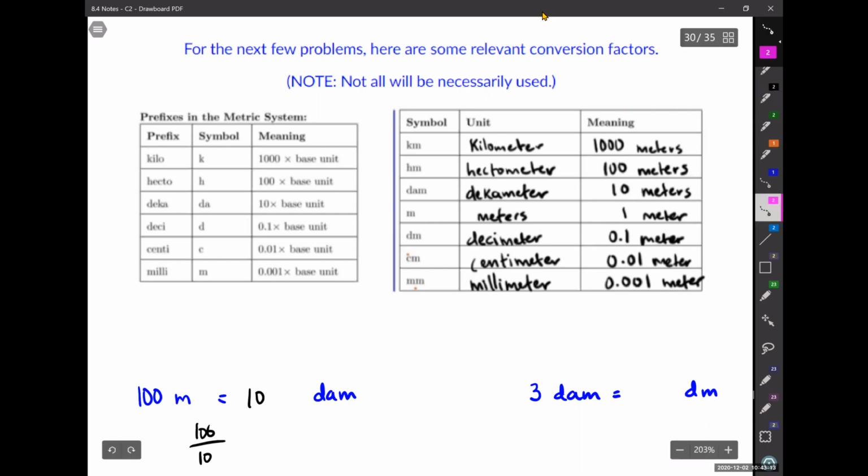But if I'm going through the reverse, if I'm starting at decameters and I want to go to decimeters, notice I have to move down twice, which means I have to multiply by 10 2 times. So down, multiply by 10, up, divide by 10. So I'll say 3 times 10 times 10, and 3 decameters is 300 decimeters.